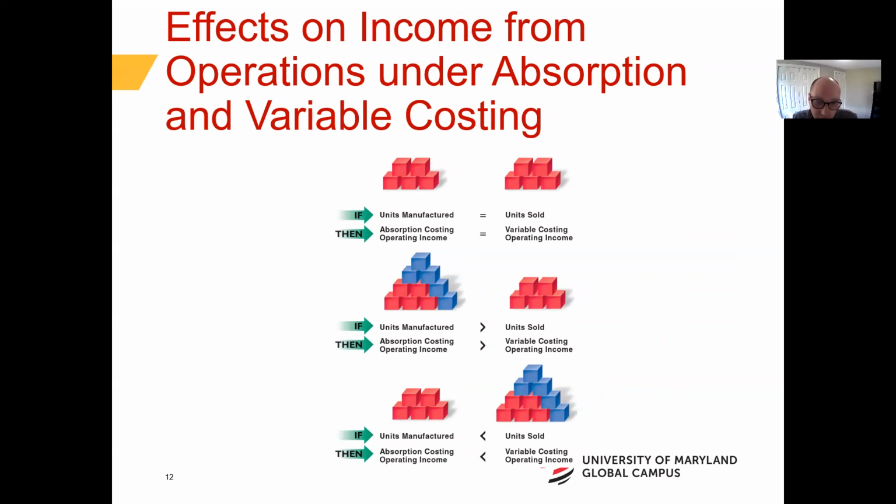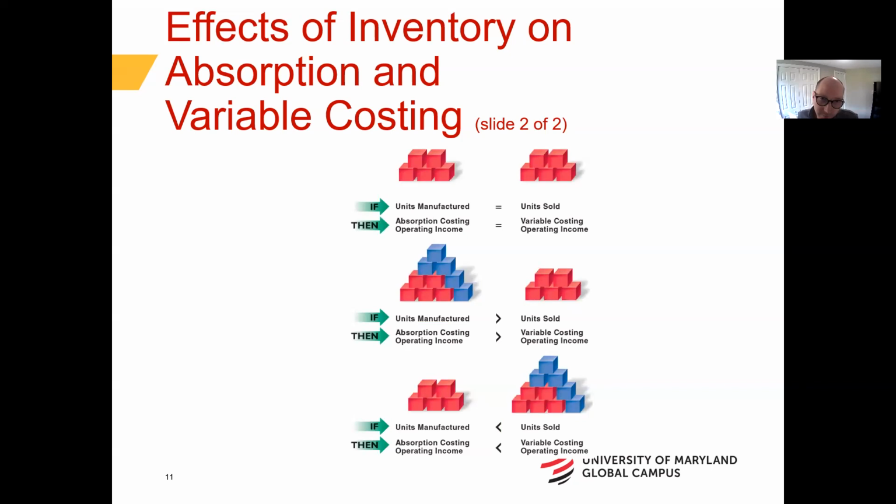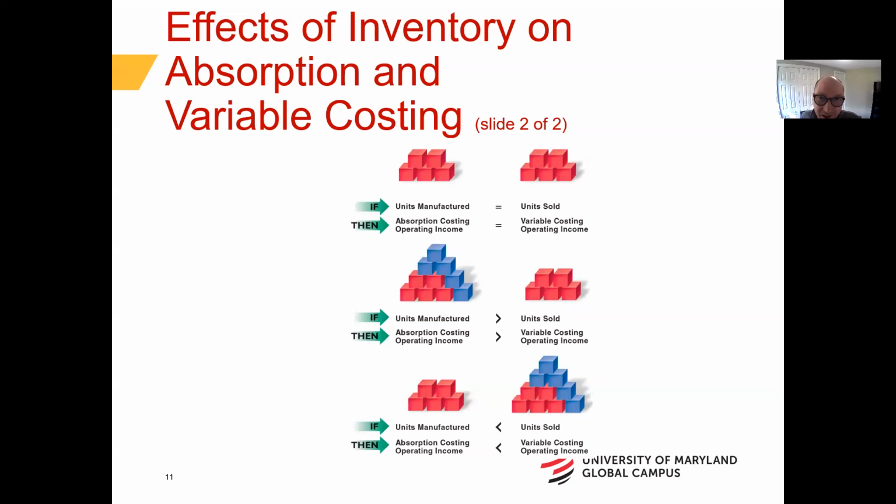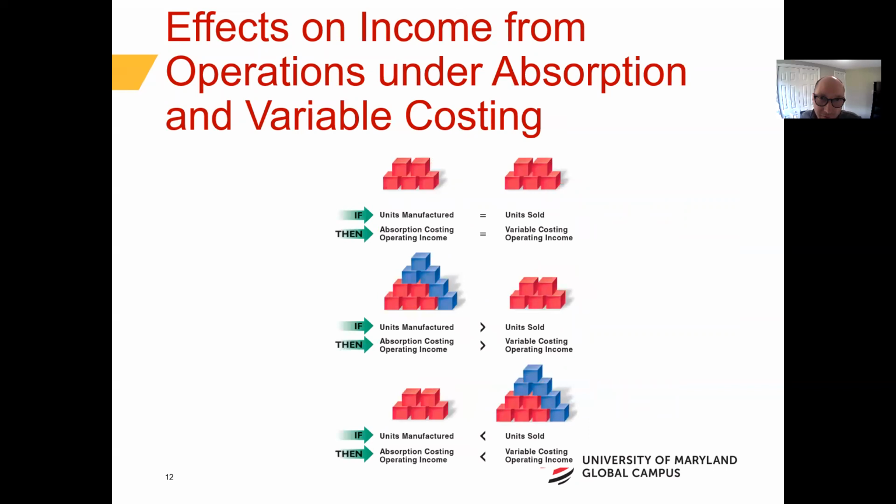Now, in looking at this, effects on income under absorption and variable costing. Yeah, so we can see clearly that there is an impact on the operating income as it is reported under absorption costing and variable costing. What happens with that inventory?